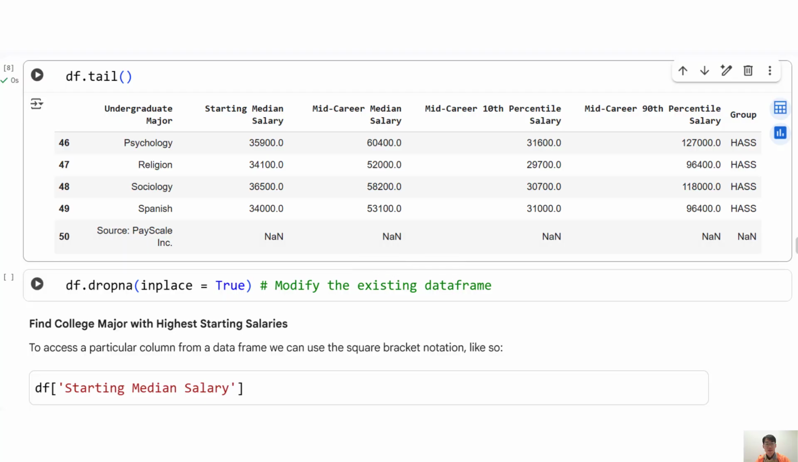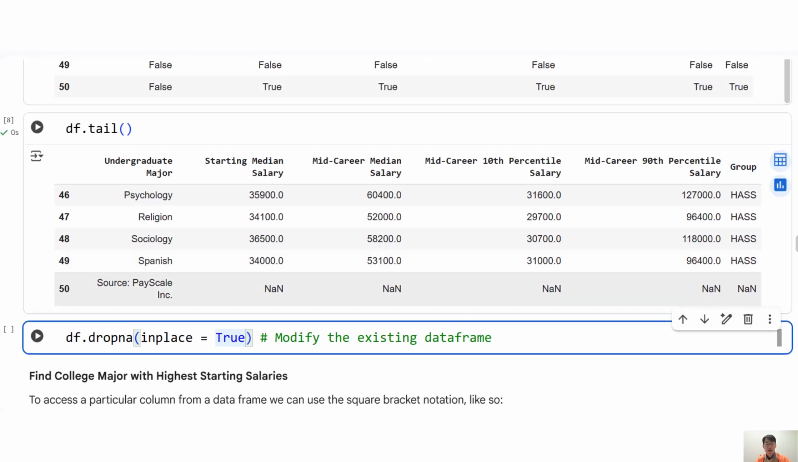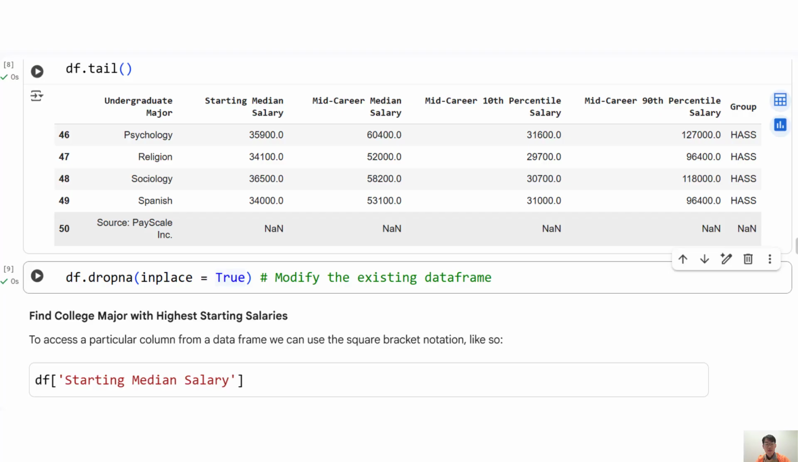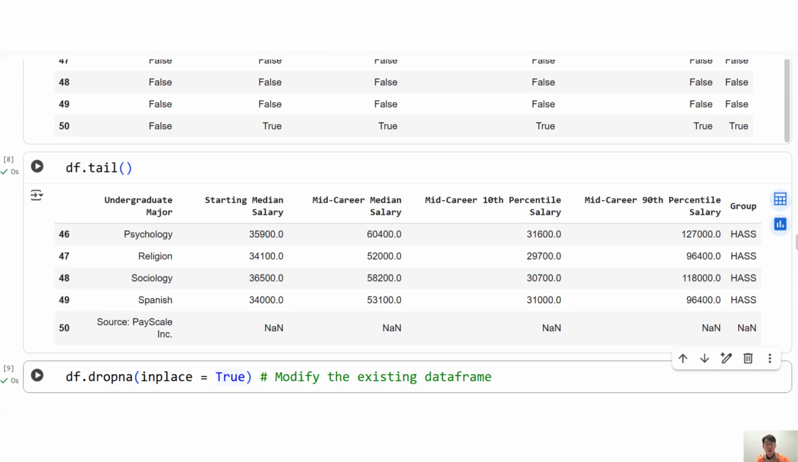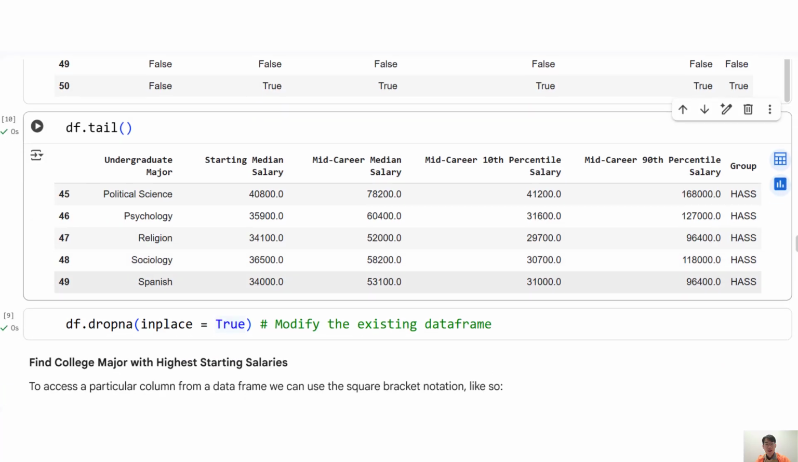If I say dropna and inplace, it means that I will drop the row and assign the whole data frame back to the variable df. If I don't put inplace true, it will create another data frame with this row deleted, but df still holds the original data frame where the 50th row remains. So here I need to put df.dropna with inplace. Now the 50th row is gone. We can display the last few rows again. Okay, now the last row is gone.